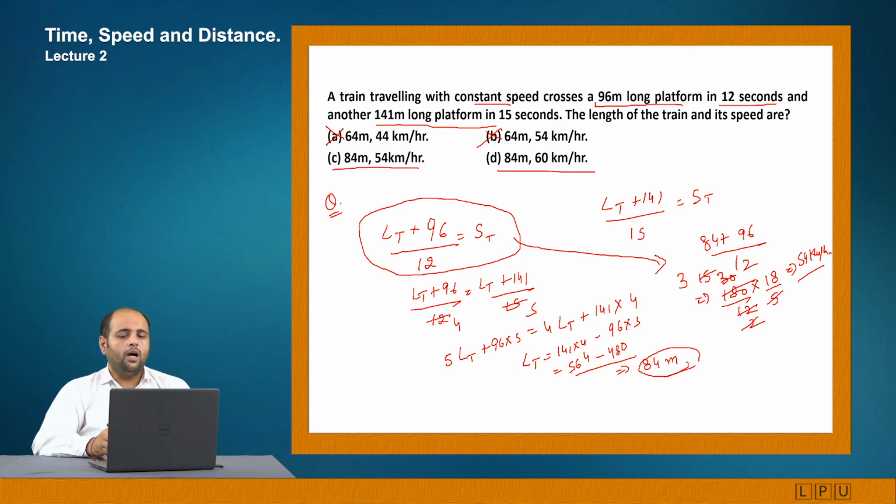Okay, so the answer will be option C. So the length of the train will be 84 meter and the speed will be 54 kilometer per hour. Because the speed is in meter per second, we have to convert it into kilometer per hour. Okay, so we have to take care of these things also in the question.